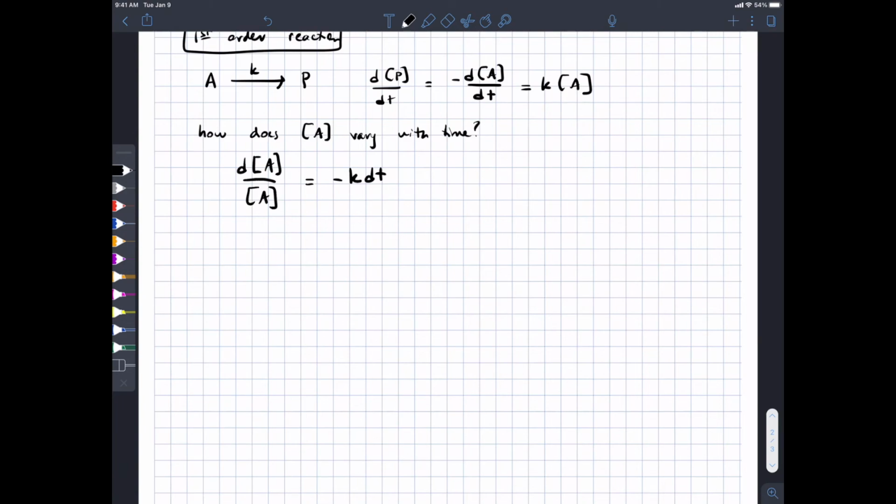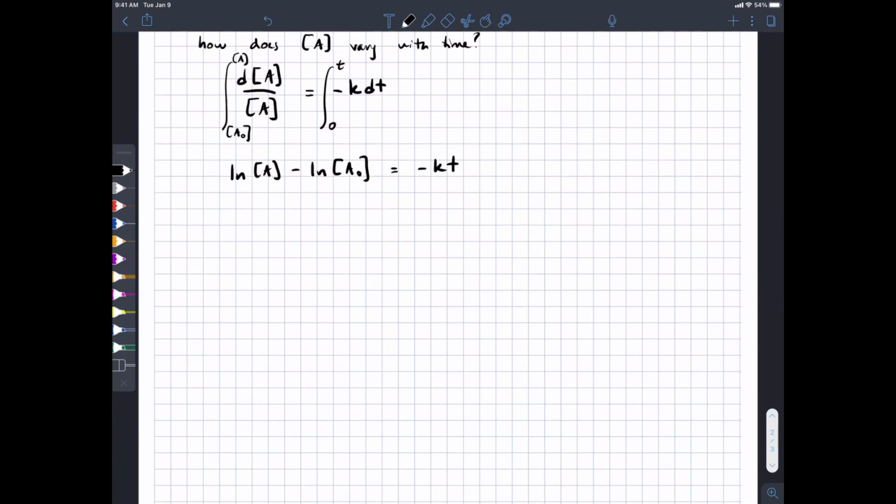So now we can integrate both sides of this equation from time 0 to time t, and from the concentration of A at time 0 to the concentration of A at time t. When we do that, we get the following equation, which we can simplify even further using properties of logarithms.